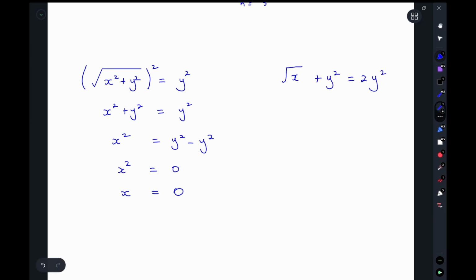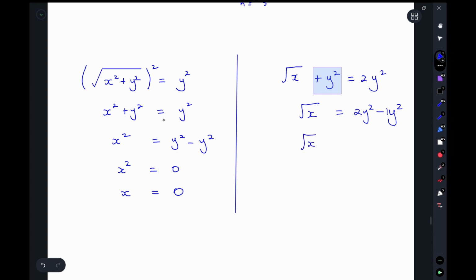Now, for the sake of comparison, I just want to do a side by side. Let's look at something very similar. The square root of x plus y squared is equal to 2y squared. Now, this time, we can move the y squared term, because the square root of x is separate from the y squared. So the square root of x is equal to 2y squared minus 1y squared, and that leaves us with the square root of x is equal to 1y squared, or y squared.